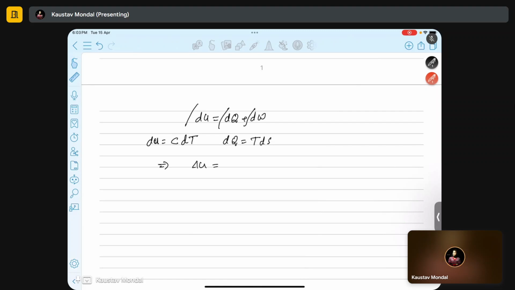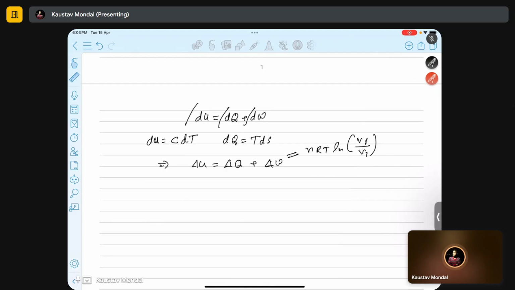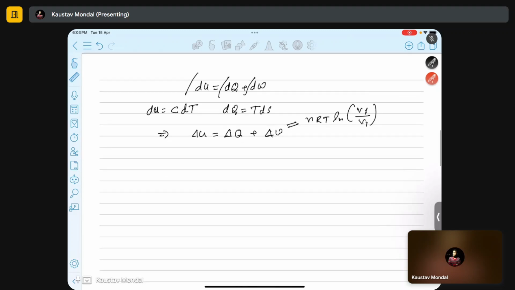Delta U equals delta Q plus delta W. Okay. Now here delta W we already know, that is nRT ln Vf by Vi, right? Now the next thing is delta Q. What is delta Q? Delta Q is TdS, so delta Q would be T delta S, and delta S equals nRT ln Vf by Vi.